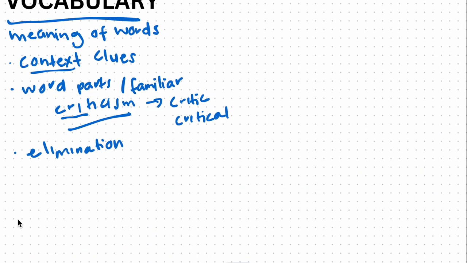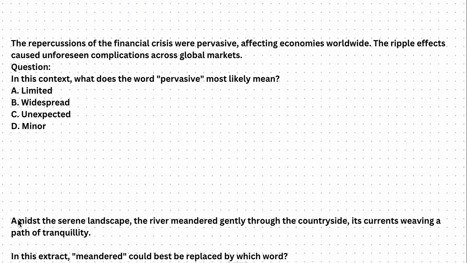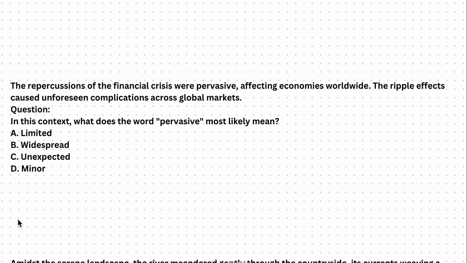Okay, so our first question is, the repercussions of the financial crisis were pervasive, affecting economies worldwide. The ripple effects caused unforeseen complications across global markets. In this context, what does the word pervasive most likely mean? So say I have no idea what the word pervasive means.